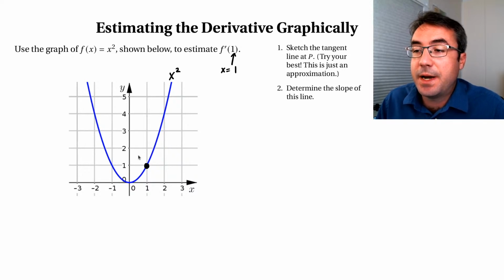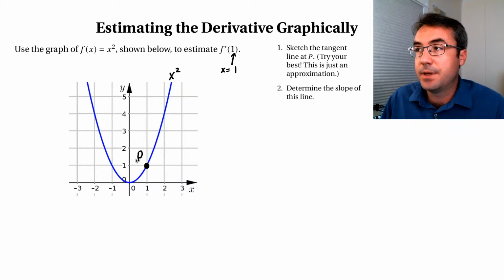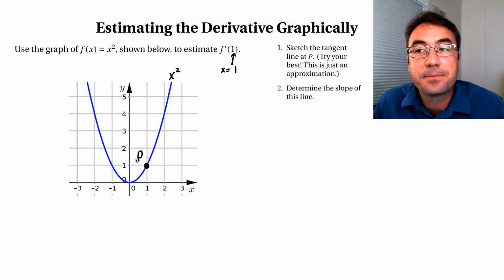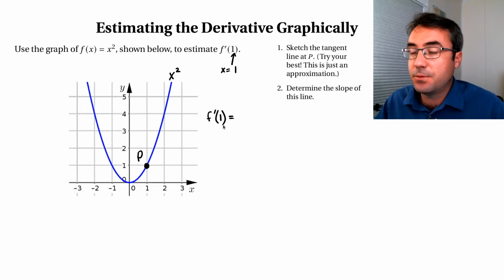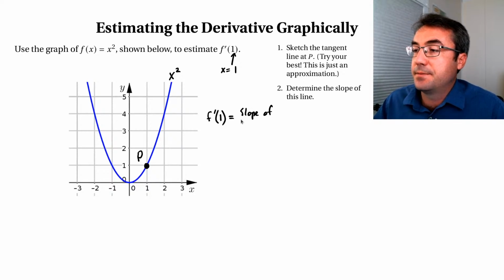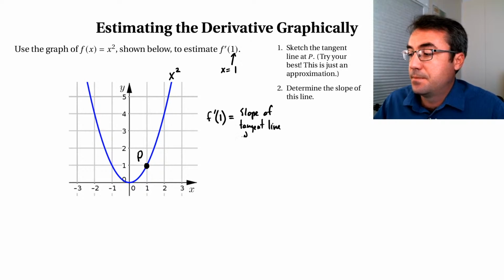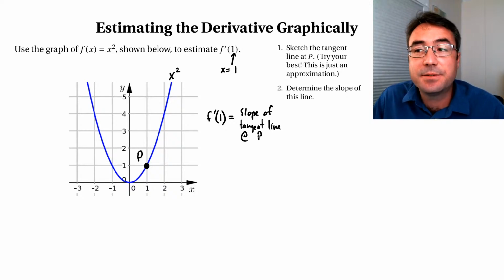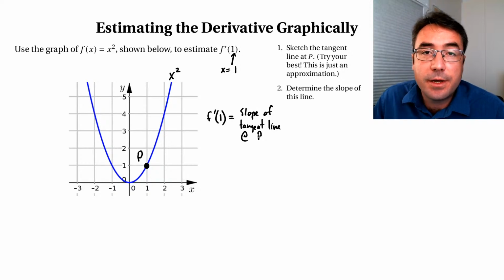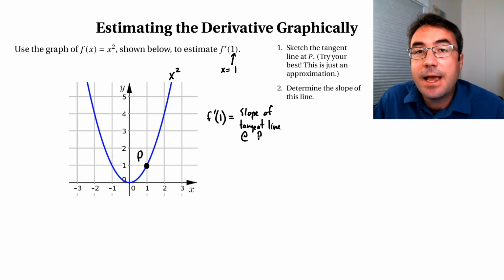So let's plot the corresponding point on our graph. Normally we call that point P. And so f prime of 1, the derivative of this function at x equals 1, we could interpret as just the slope of our tangent line at that point P. So how do we estimate the derivative? Well, we're going to draw in the tangent line, and then we'll estimate the slope of the line that we drew.